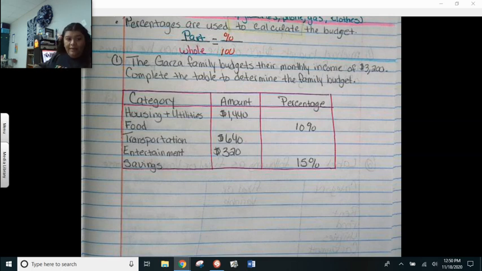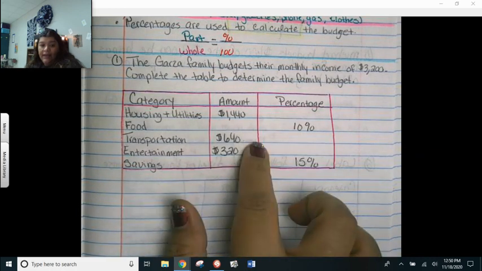Okay, let's take a look at the first example. We have the Garza family budgets their monthly income of $3,200. Complete the table to determine the family budget. All right, so the Garza family makes $3,200, okay? And it's probably just a family of one, so it's just them. They make $3,200 a month, and we have to fill it in.